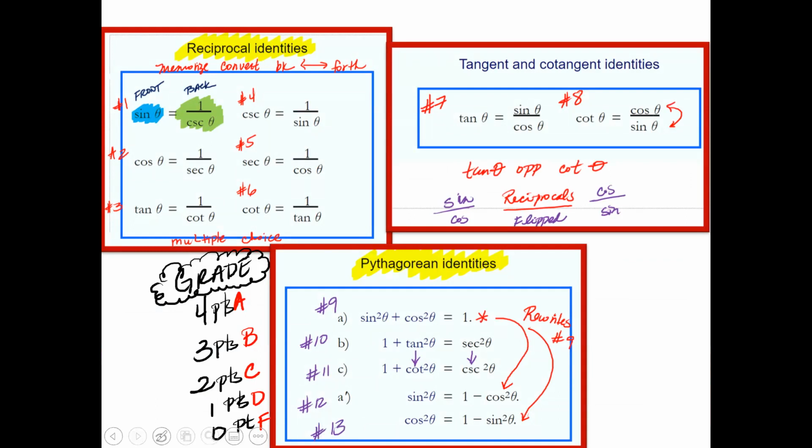And notice the one that we did talk about in class, sine squared theta plus cosine squared theta equals 1, but you can also rewrite it into 2 different variations: sine squared theta equals 1 minus cosine squared theta, and cosine squared theta equals 1 minus sine squared theta. So make sure you have your reciprocal identities, your tangent, cotangent identities, and then also your Pythagorean identities.